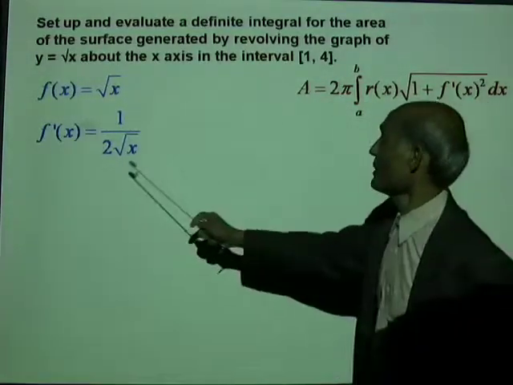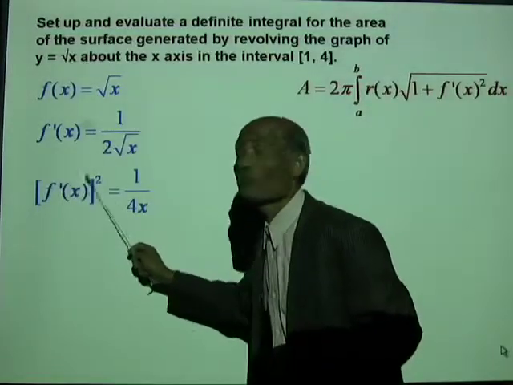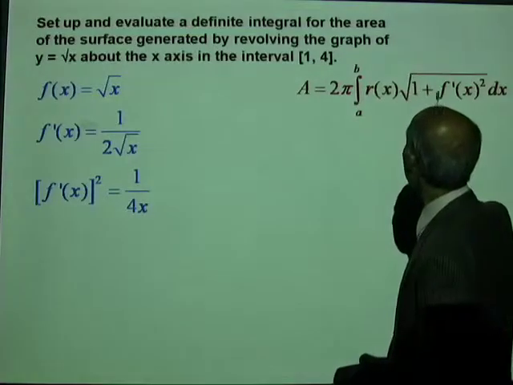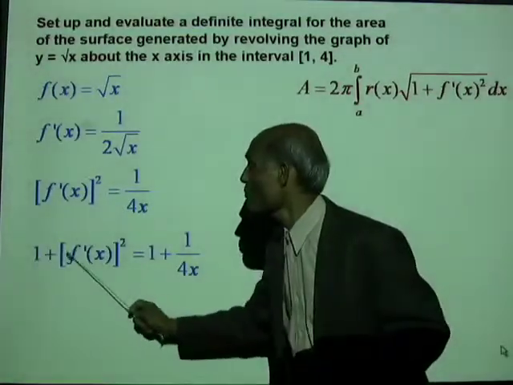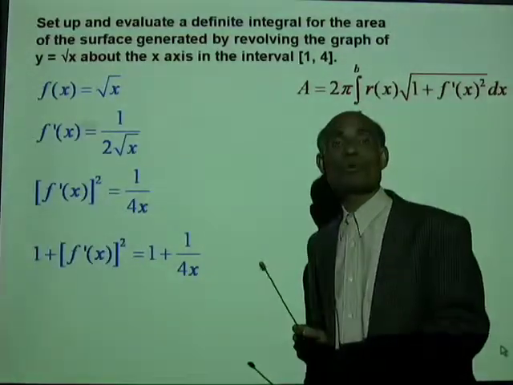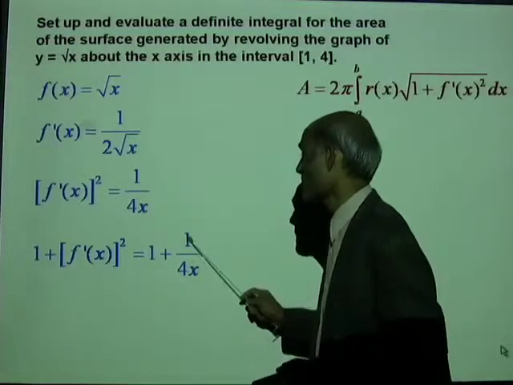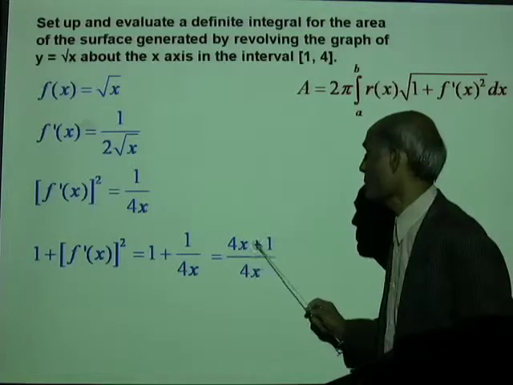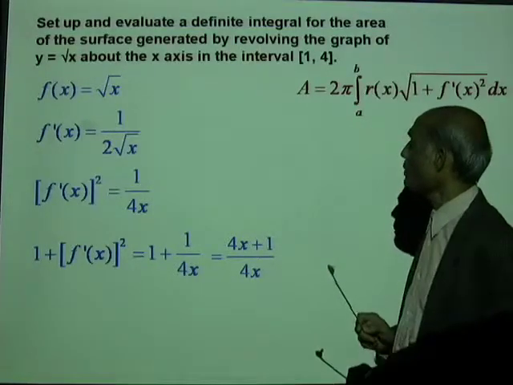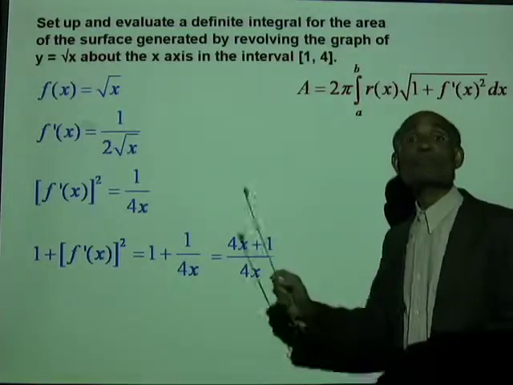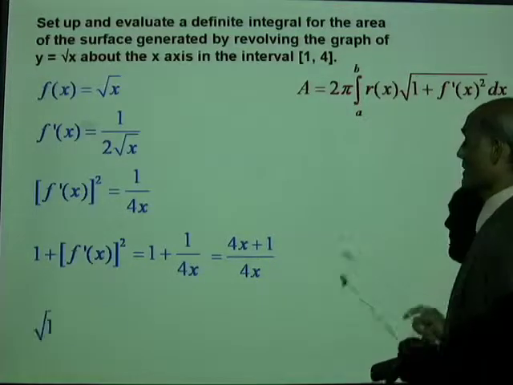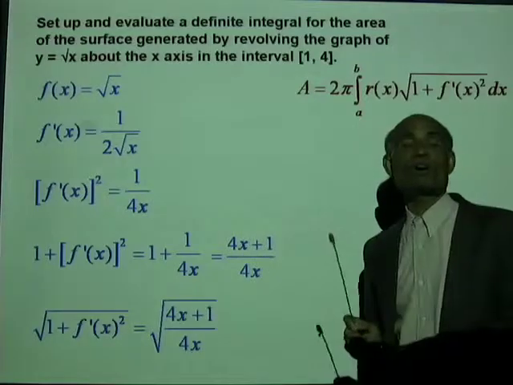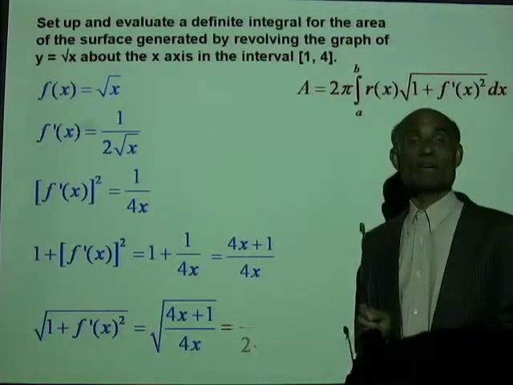Now we square it. So what is f prime of x squared? It is 1 over 4x. Now you need to add 1 to it. So what is 1 plus f prime x all squared? That is 1 plus 1 over 4x. Simplify it. That will be 4x plus 1 over 4x. We now need to take the square root of it. So the square root of that will be square root of 4x plus 1 over 4x.